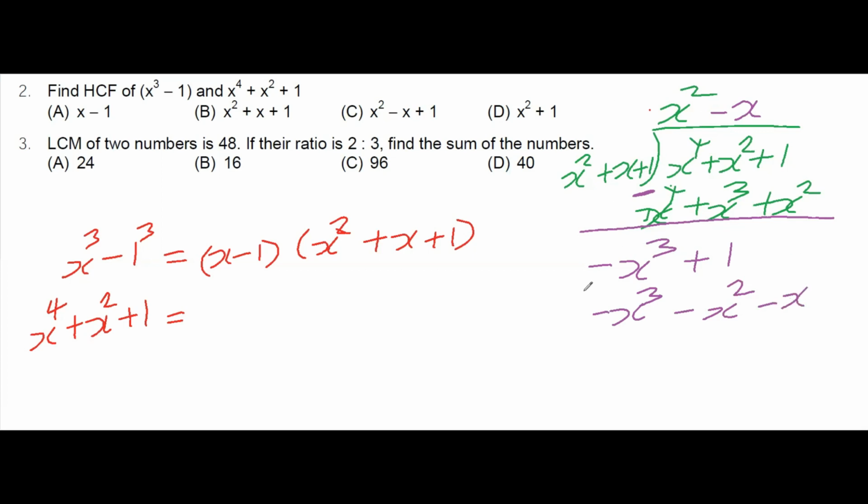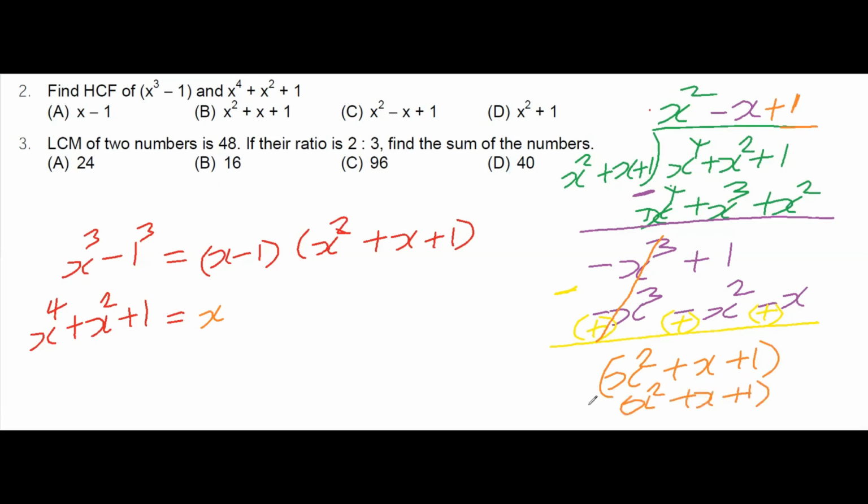Now again I will subtract. Whenever I subtract, the sign will be changed. This will become minus, will become plus. So this all will become plus. Next step, this and this will be cancelled, and here I will get x square plus x plus 1. Oh, I am getting the factor x square plus x plus 1 over here. So what is the factor of this? It is x square plus 1, so I will multiply with 1. I will get x square plus x plus 1. When I subtract, I will get remainder 0.